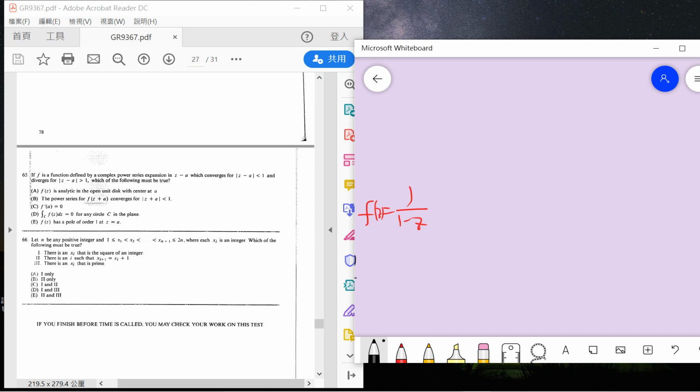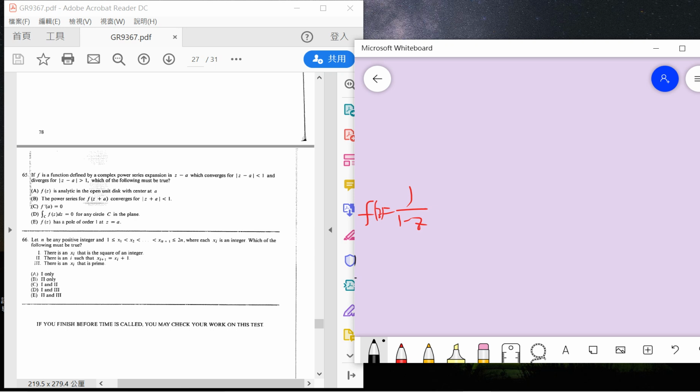D says the integral is 0 for any circle in the plane. This makes no sense because this function only converges in a circle with radius a, a small region. So there's no way that f of z is defined everywhere in the complex plane. So when you say the integral for any circle in the complex plane, this makes no sense. So D is wrong.